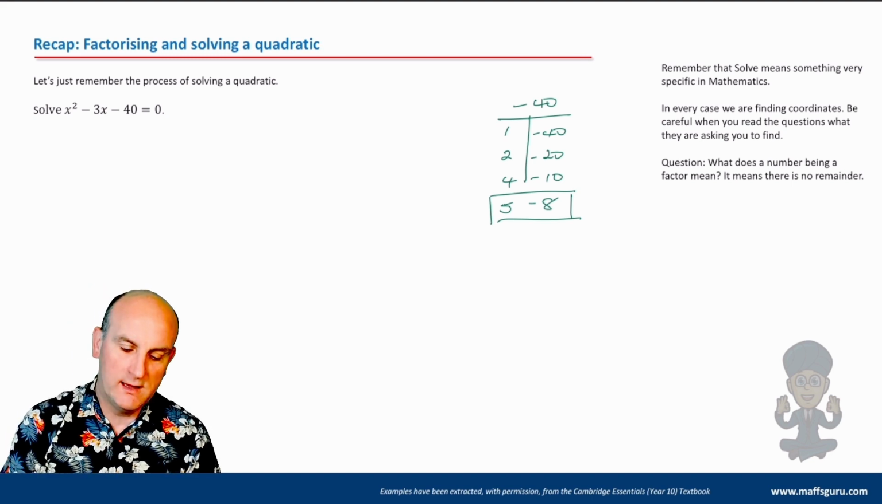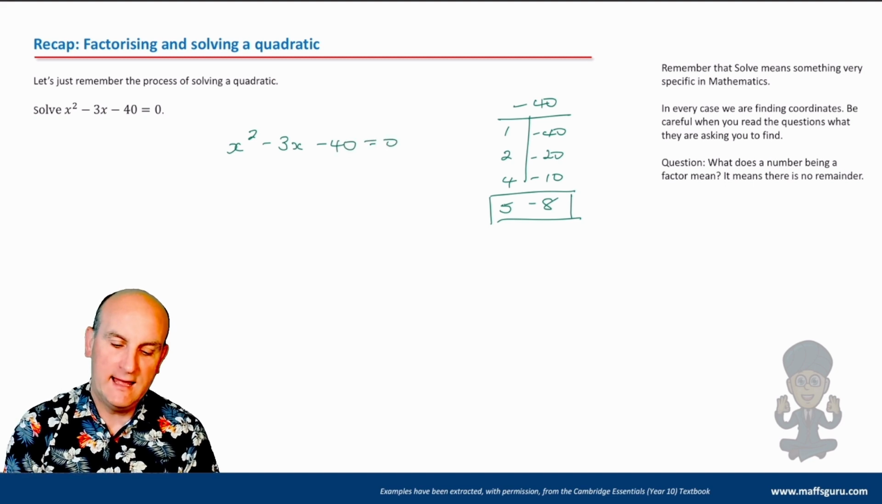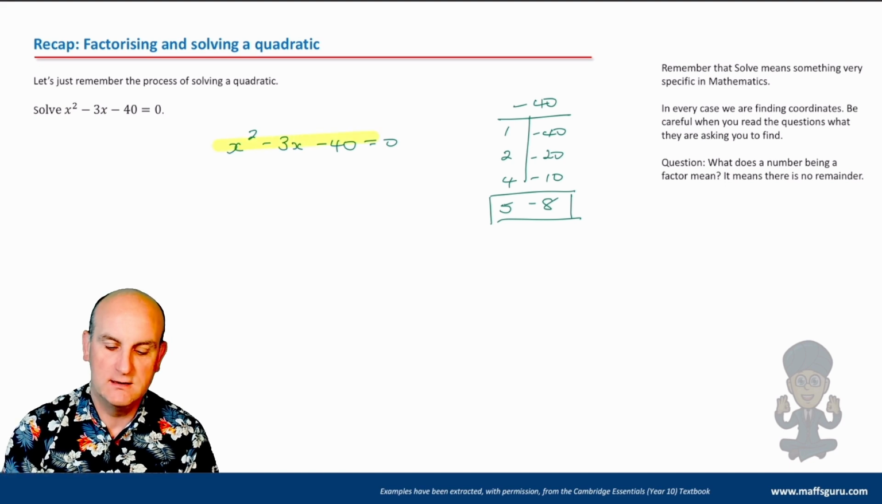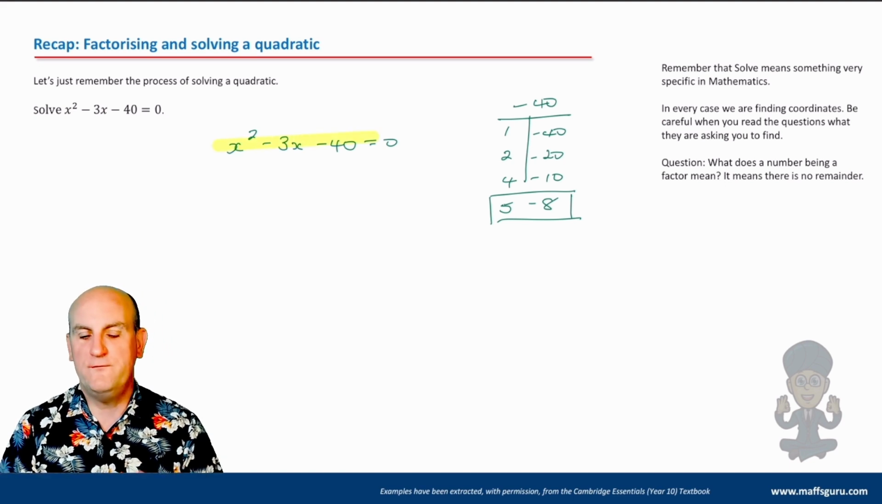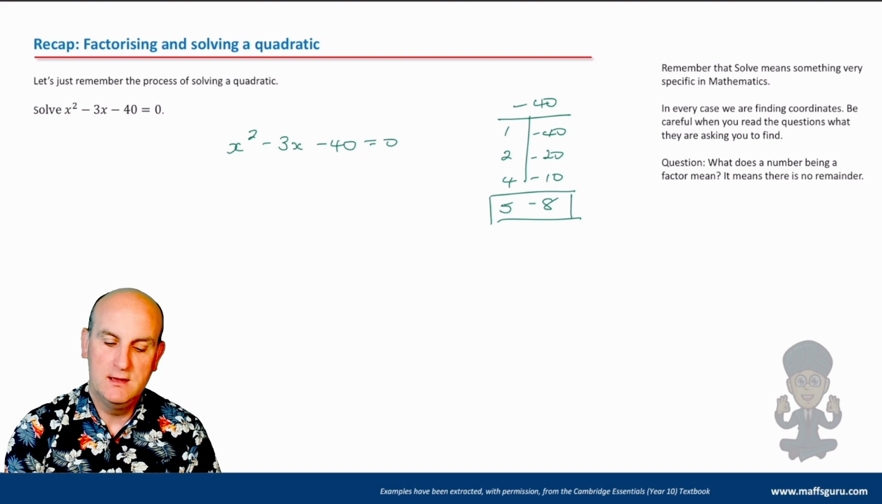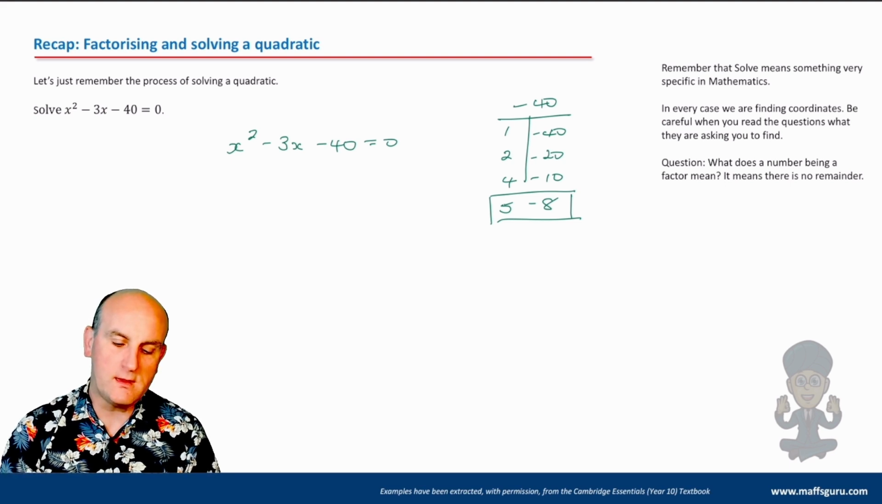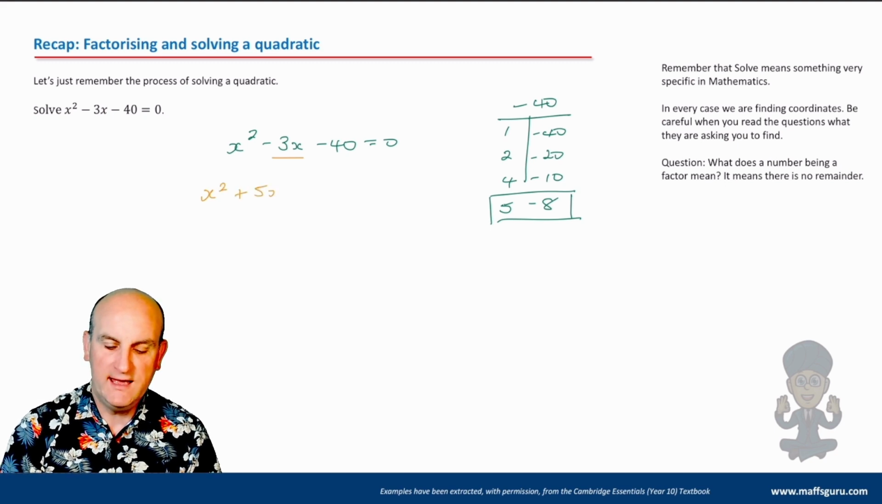Well, to do this the long way, if I had x squared minus 3x minus 40 equals 0, the whole point of doing this is that at the moment I can't actually factorise 3 terms. Right? I want to factorise in terms of pairs. So what I can do is split this up now: the x squared stays the same, plus 5x minus 8x minus 40 equals 0.